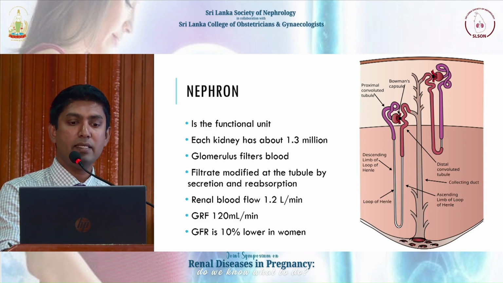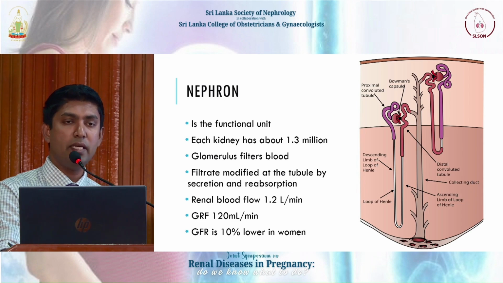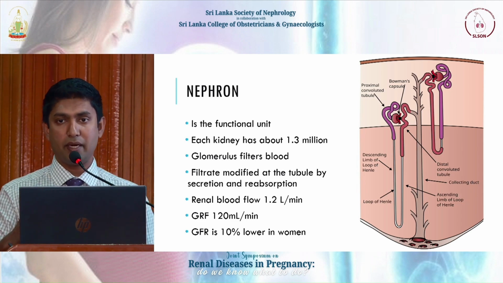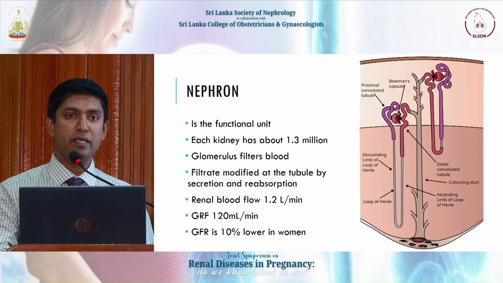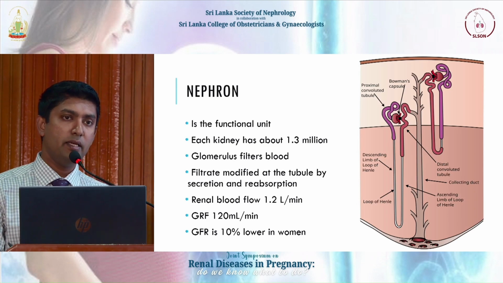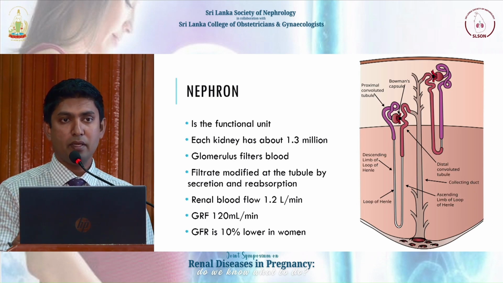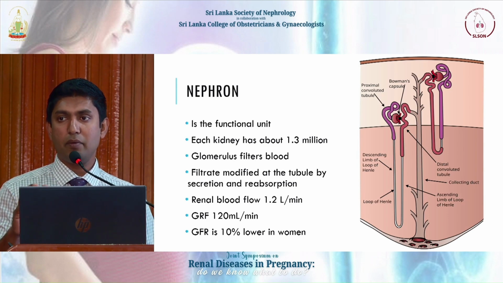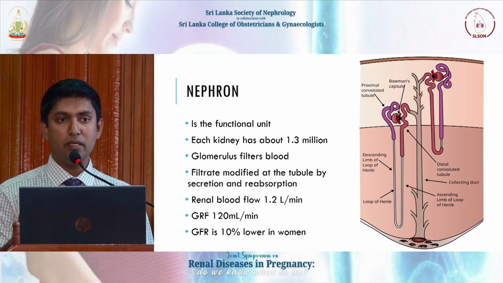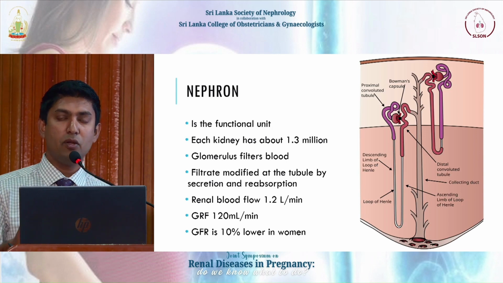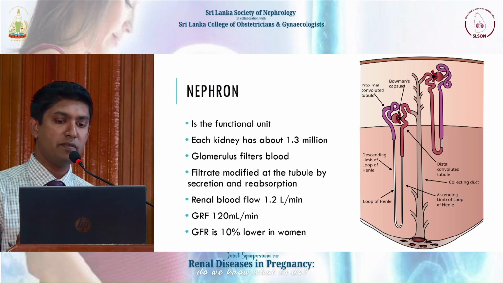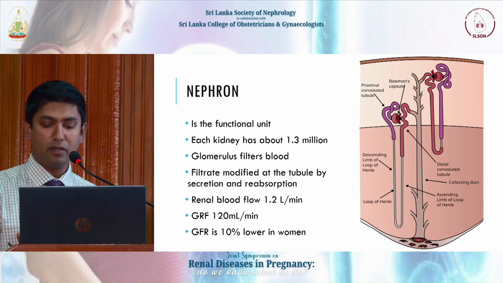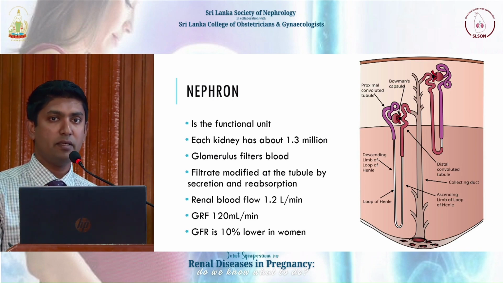The kidney has around 1.2 liters of blood flow. This is the non-pregnant blood flow, and the general glomerular filtration rate is about 120 milliliters per minute. This GFR is about 10% lower in females compared to males, even if we correct for body surface area. It is mainly proportionate to body surface area. So that is the basic knowledge about the functional unit of the kidney.